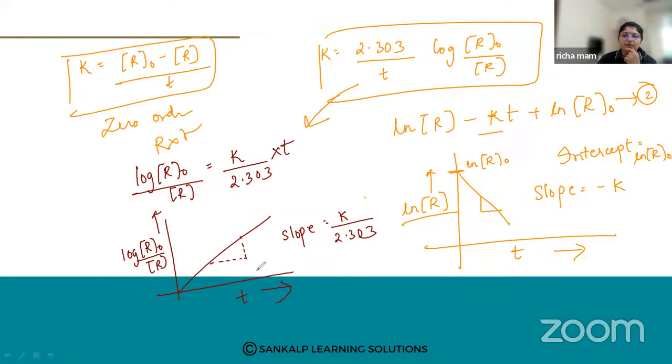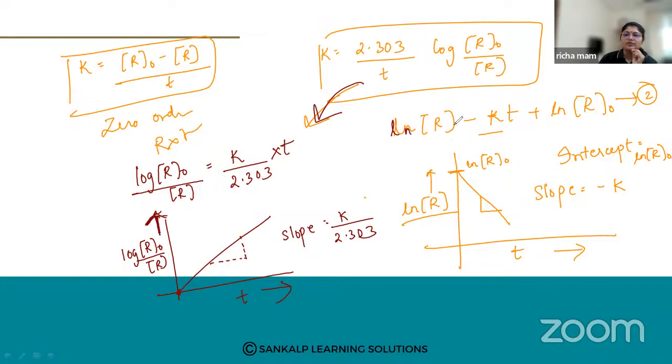So here the equation 3 can be written like this, and if you draw a graph, this will represent a straight line. A graph of log of R naught by R versus time is a straight line with the slope of k by 2.3, and it passes through the origin. So this equation 3, if we write it like this, you will get another graph, and this straight line will pass through the origin.